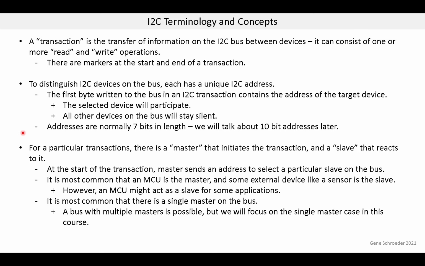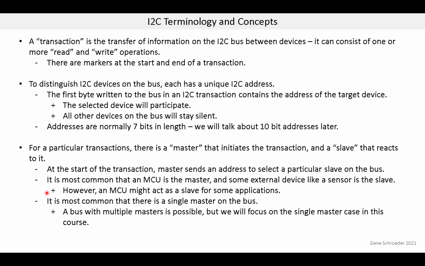The next concept is master and slave. For a particular transaction, there is a master that initiates the transaction and a slave that reacts to it. So at the start of a transaction, the master sends an address to select a particular slave on the bus. It's most common that an MCU is the master and some external device like a sensor is the slave.